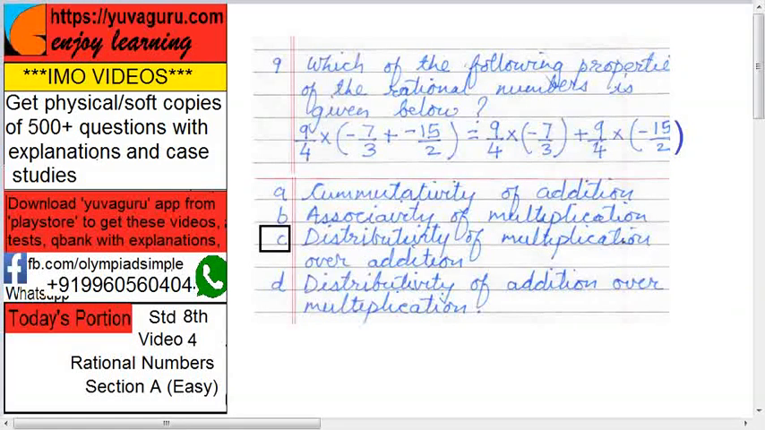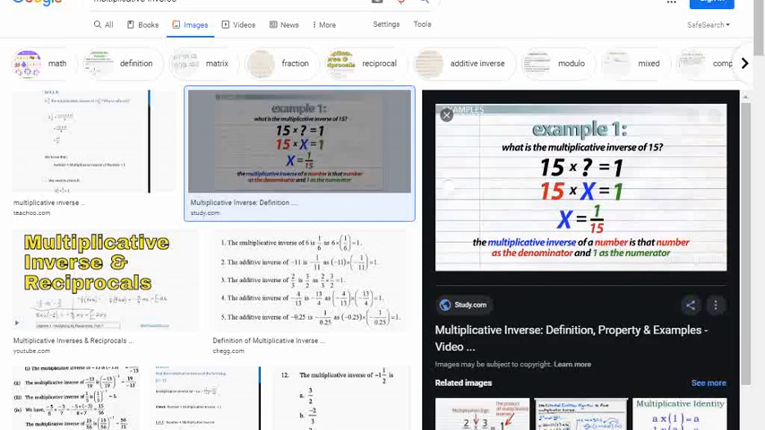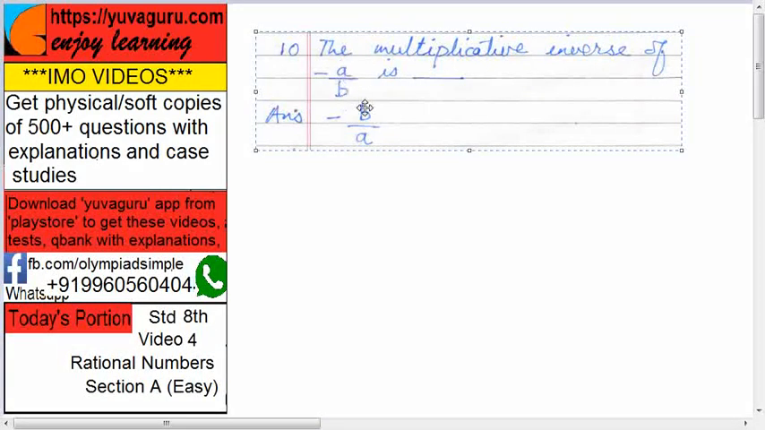Next, the multiplicative inverse of minus a upon b is. So what is multiplicative inverse? We had seen it many times in our earlier videos also and in your earlier standards also. Multiplicative inverse means the number which you multiply with the original number so that the answer is 1. So 15 into what is 1? 1 upon 15. So it's actually reciprocal. So the reciprocal of a upon b is b upon a, but you want plus 1 as the answer, not minus 1. So minus into minus is plus. So the answer should be minus b upon a.